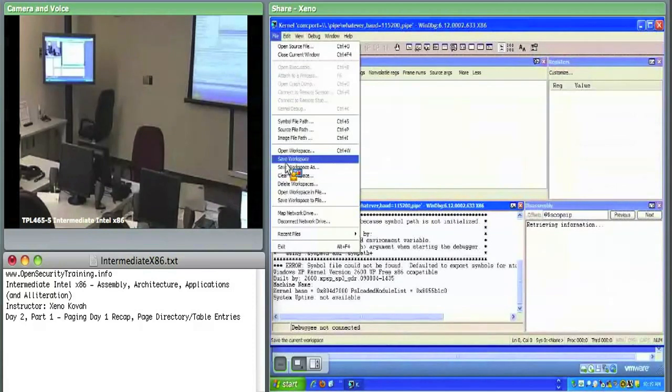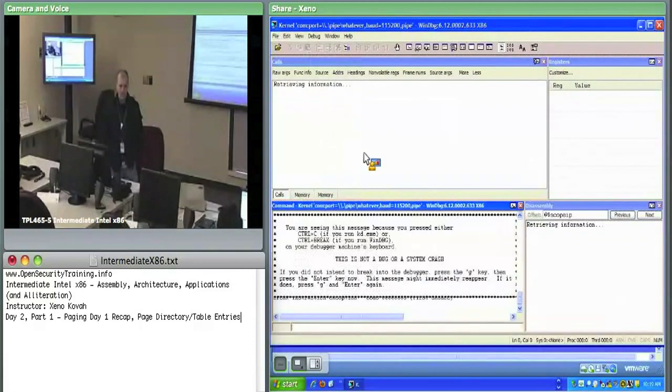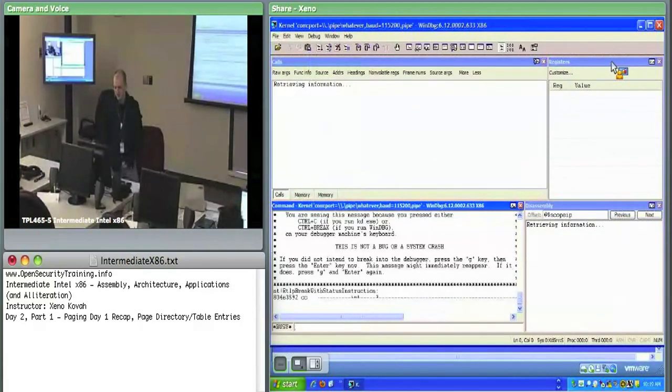All right, for everyone who's sitting there with the debugger saying debugging not connected and stuff like that, what you can go ahead and do now is go to Debug and Break. That'll break into the debugger, hopefully. There you go. And then, as I said before, we're just going to go over to the registers window and grab the GDTR once it comes up.